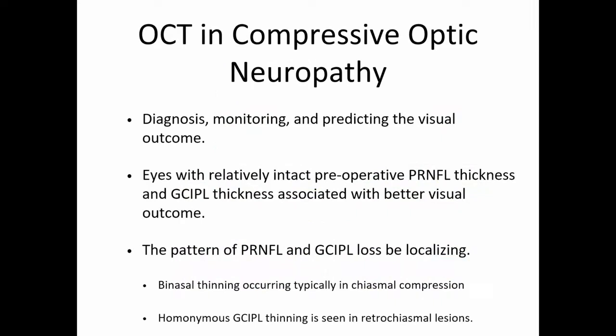What about compressive optic neuropathy? Dr. Al-Braiki already alluded to that in her talk. You can actually use the OCT to predict the visual outcome of patients who are undergoing surgery to remove pituitary tumors or various compressive lesions. So the healthier the RNFL or the GCL, the better the expected visual outcome. And the other thing is that the OCT here can be localizing just like the visual field. So the pattern of RNFL and GCL loss can really help you in localizing the lesion.